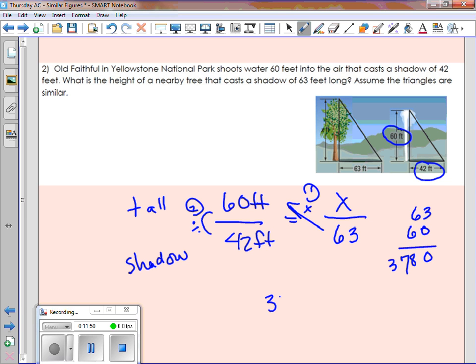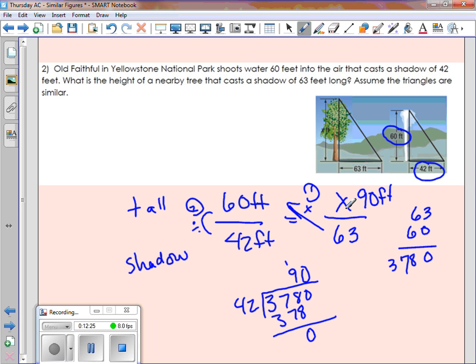So 3,780 divided by 42. I'm going to try 9 here. So that's 378. That comes out perfectly. Now, just because I have subtraction and I get 0 doesn't mean I'm done and this answer is 9. I still have a 0 in my dividend, so I need to put a 0 above that to hold that place. So the answer is 90 feet.